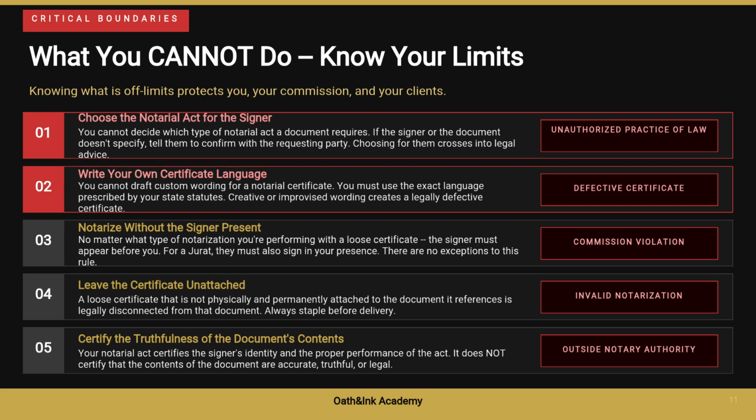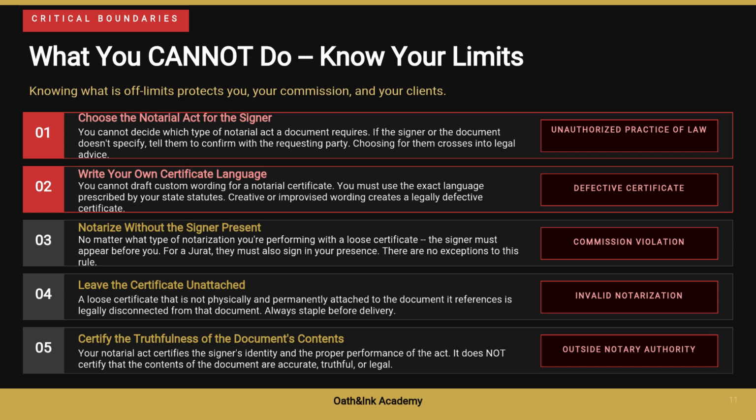Now let's talk about what you absolutely cannot do, because knowing your limits is just as important as knowing your authority. First, you cannot choose the notarial act for the signer. If someone hands you a document with no notary section and no instruction on whether to use an acknowledgment or a jurat, you cannot make that decision for them. Tell them to contact whoever is requesting the document and ask for clarification. Choosing for them crosses into legal advice territory, which is outside your authority as a notary.